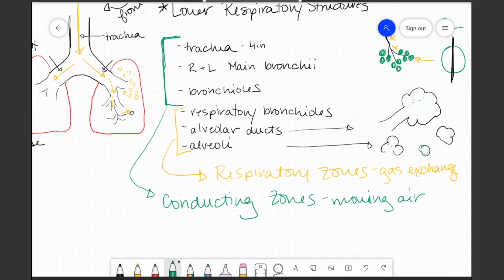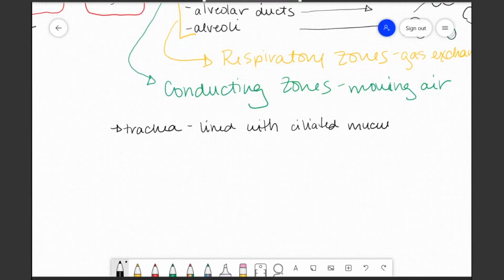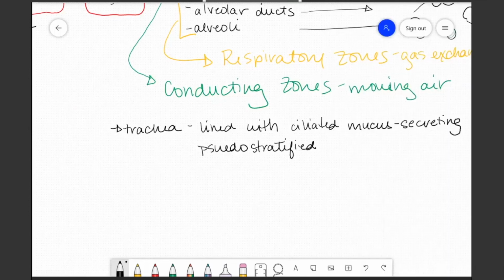Okay, so one other thing about these lower respiratory structures is what does it look like when you look at them underneath the microscope? We talked about that with alveoli, but I want to break down the types of cells that your trachea and your alveoli are actually lined with. So your trachea is actually lined with, and this is going to flash back to first semester, ciliated, mucus-secreting, pseudostratified columnar epithelium. So if that doesn't ring a bell, go back and look at first semester material.